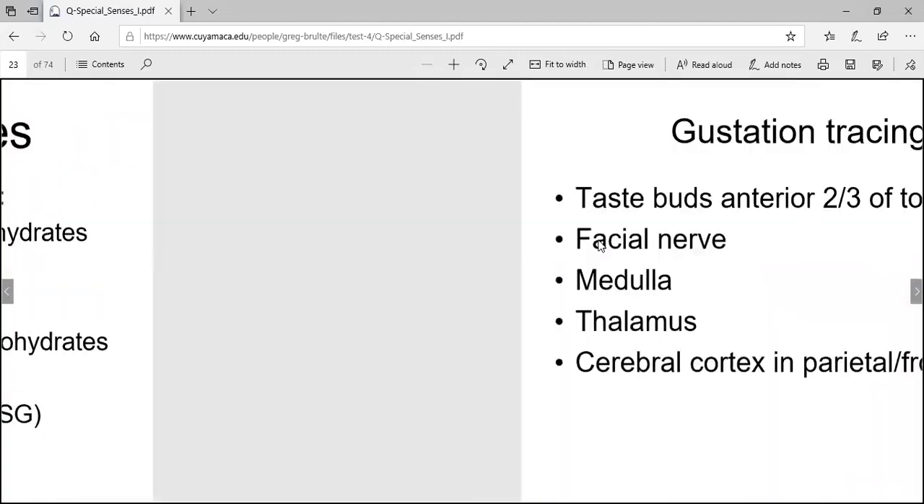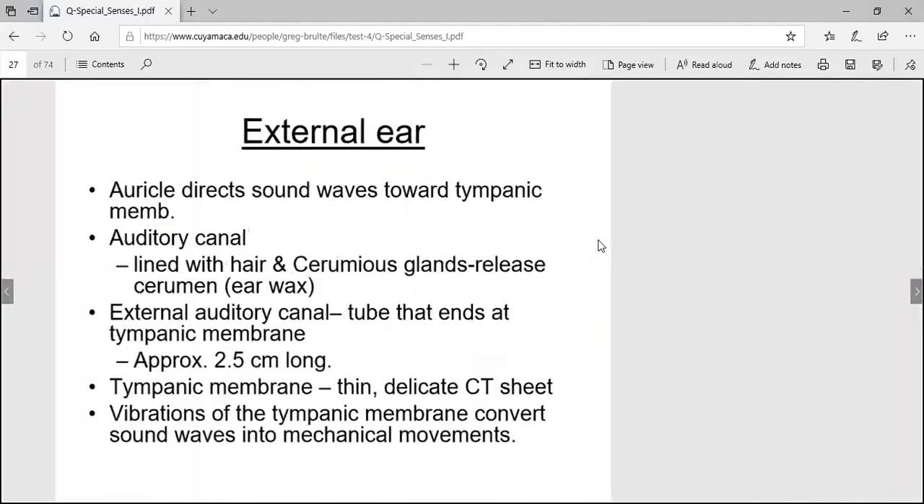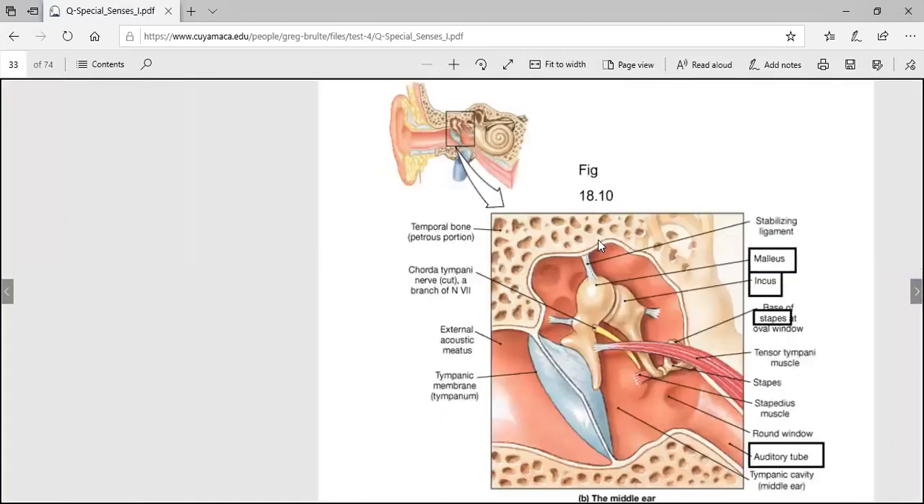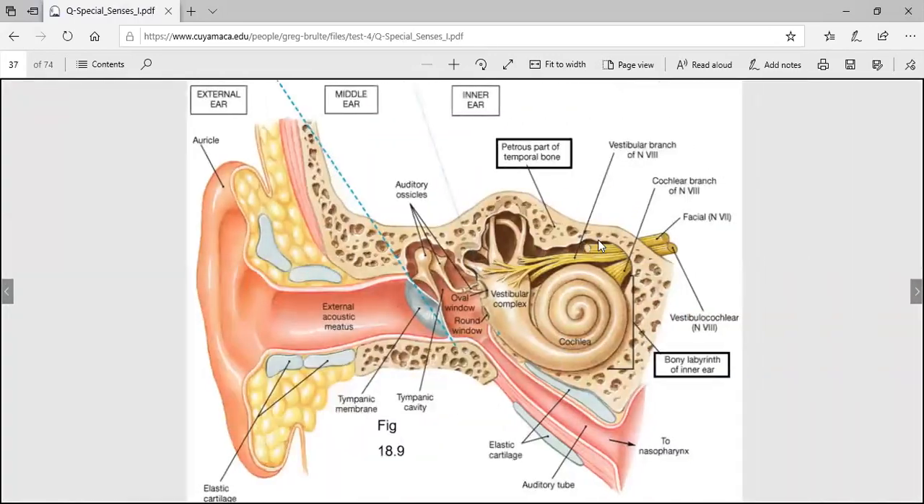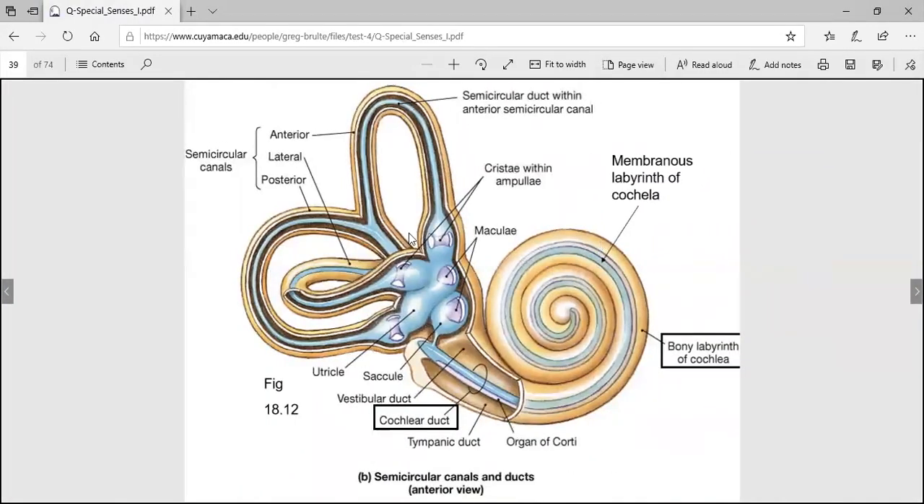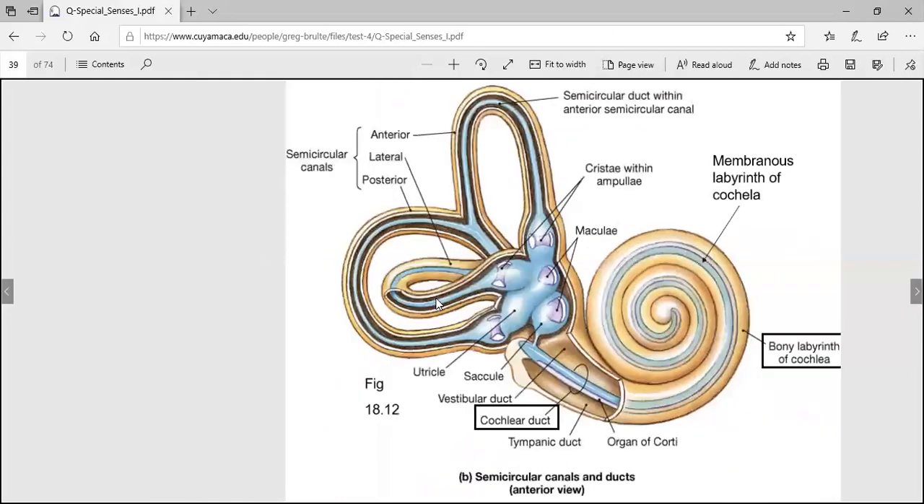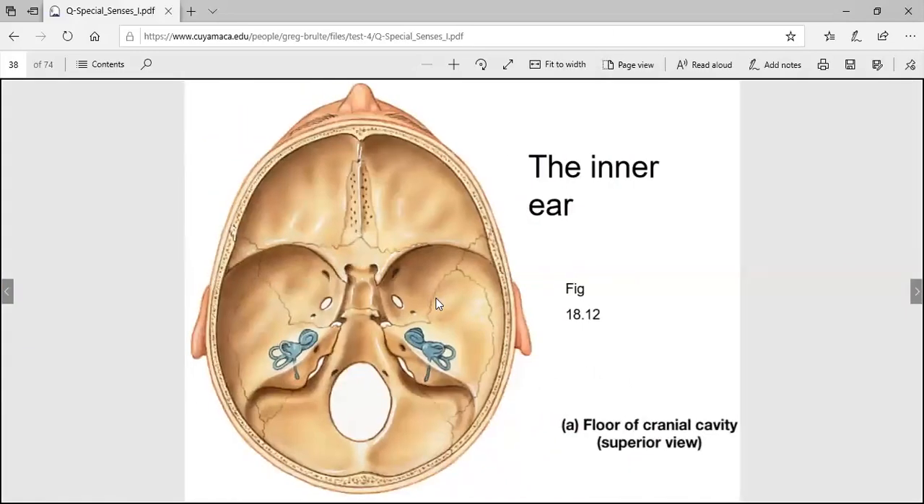So let's see if we can find the membranous labyrinth. This in blue would be the membranous labyrinth, and that's fluid filled. And we'll come back to that. All right. This is the way that all of this sits in. Here's your petrous portion of your temporal bone. And this is all hollowed out in this shape.